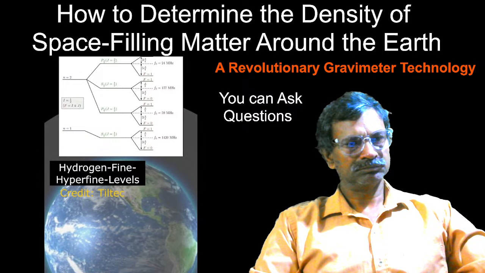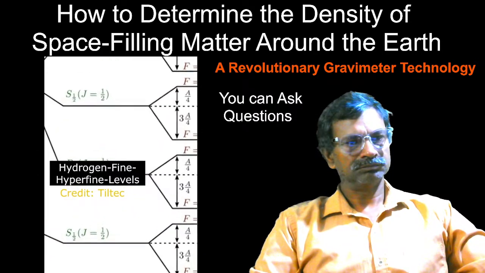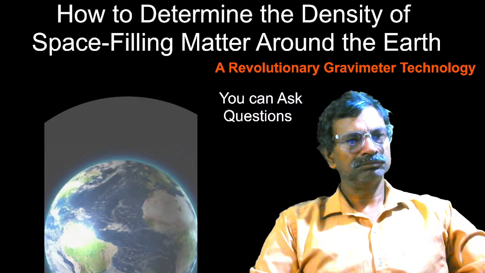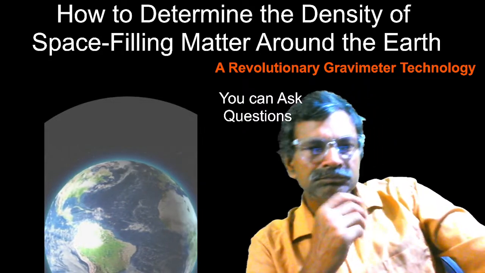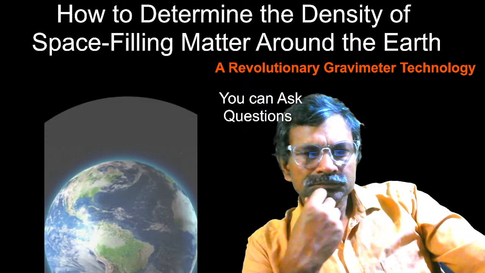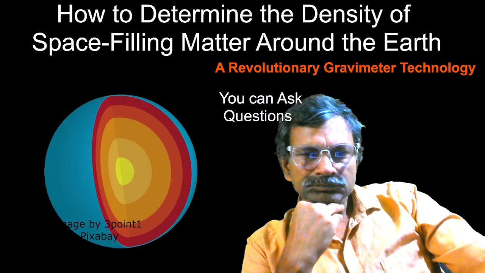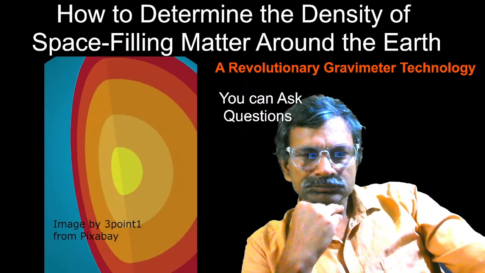The fine structure of hydrogen will vary with altitude, and even a slight variation in altitude can cause changes in the fine structure. This scale can be used to measure gravity at different locations and can be employed as a gravimeter. This technology will be instrumental in exploring the Earth's interior, opening a new window in geoscientific exploration.